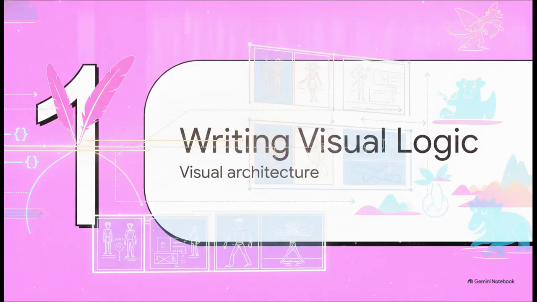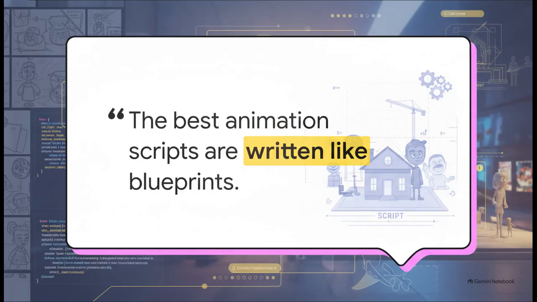Section 1. Writing for visual logic. Architecture over just words. When you're crafting a script, it's absolutely crucial to understand that it's not just about the words the audience hears, it is quite literally a visual architecture. In fact, Powtoon's head of product hit the nail on the head, noting that the best animation scripts are written like blueprints. Think about it. You wouldn't build a house without a blueprint, right? So you definitely shouldn't start animating without one.